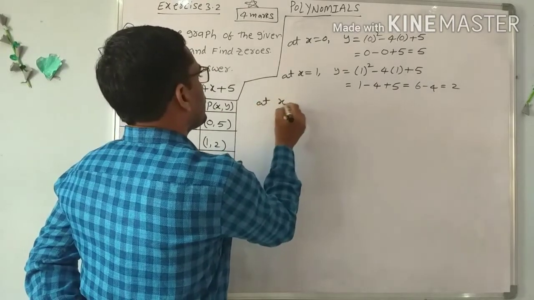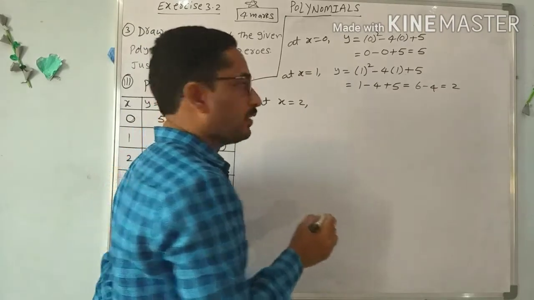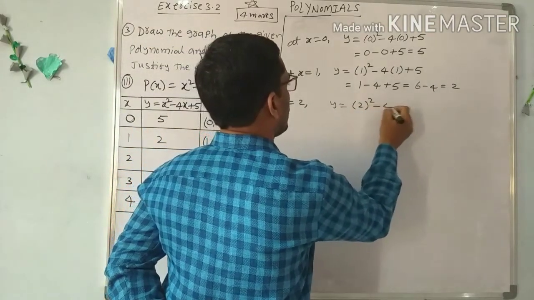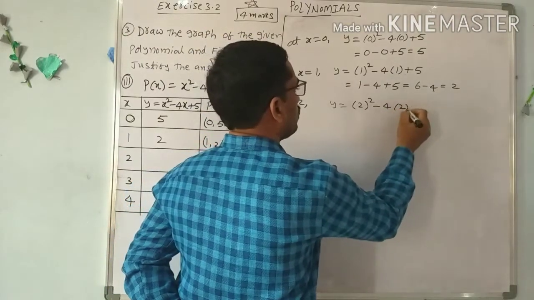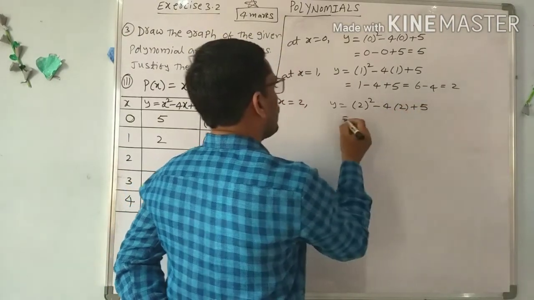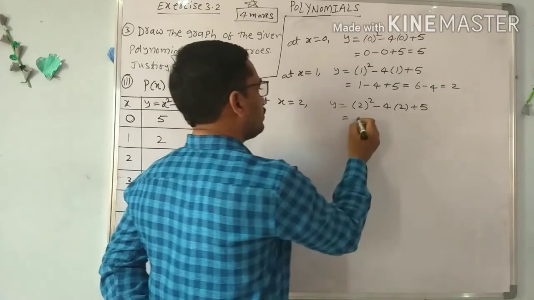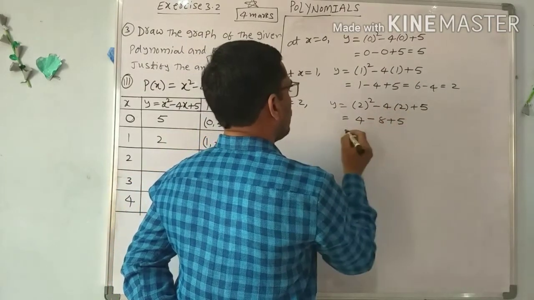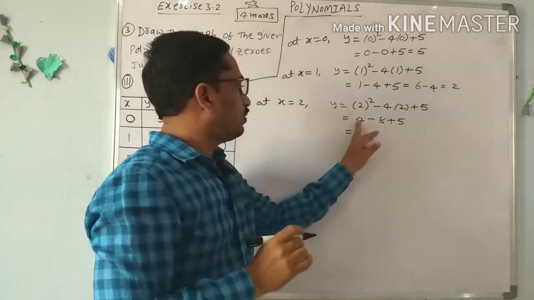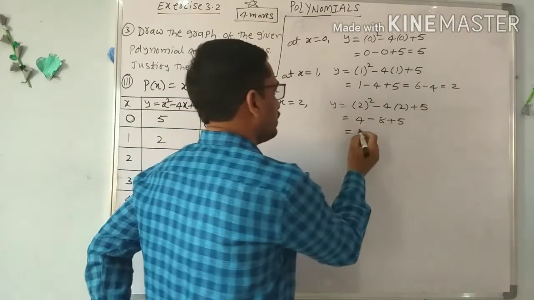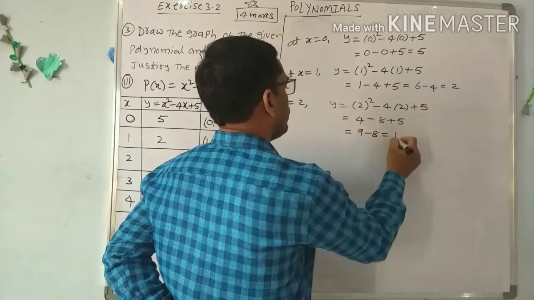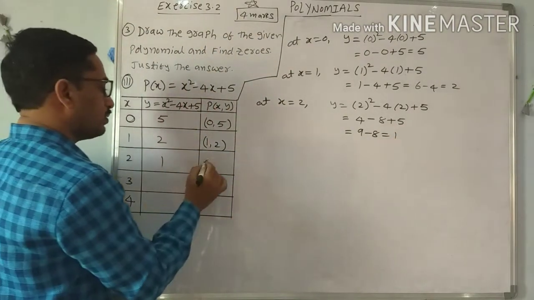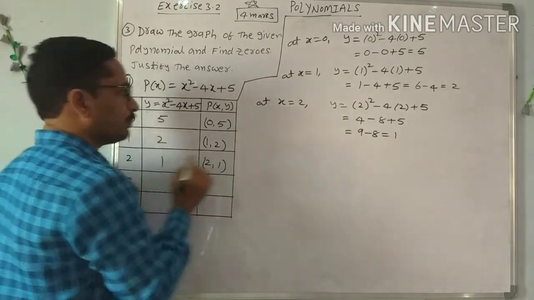Next, at x equal to 2, find out y value. So y equal to 2 square minus 4 into 2 plus 5. 2 square value 4, 4 into 2, 8 plus 5. Add positive numbers, 4 plus 5, 9. 9 minus 8 equal to 1. At x equal to 2, y value 1. So coordinate (2, 1).